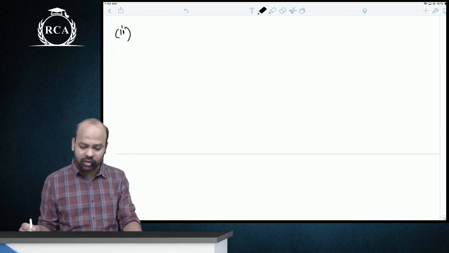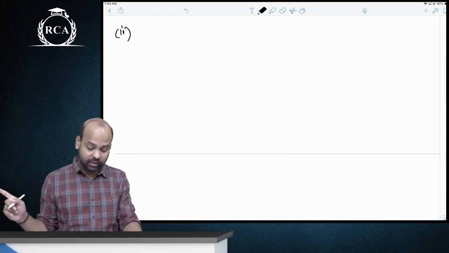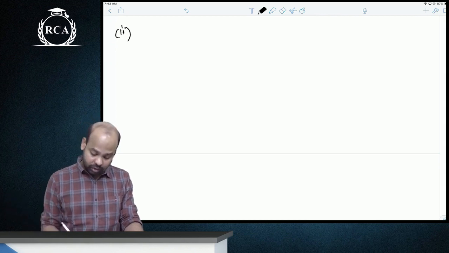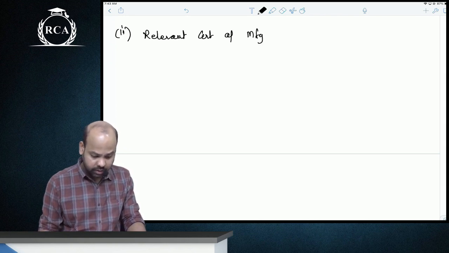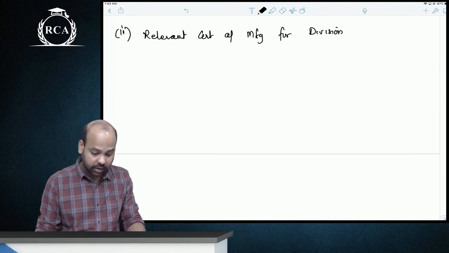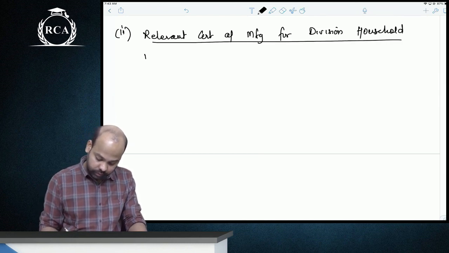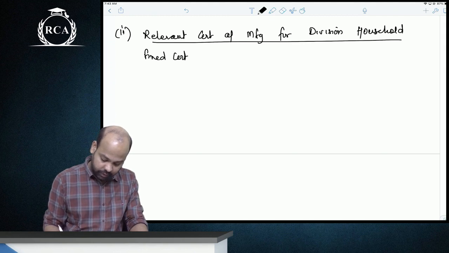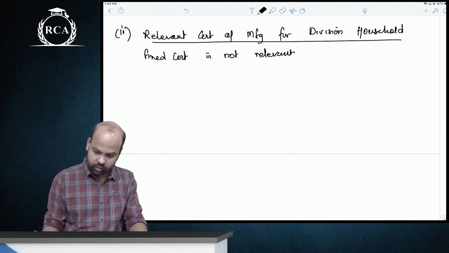How will you answer this, guys? We will forget the fact as to what is the amount of fixed cost that they are absorbing. The relevant cost of manufacturing for division household, tell me. Fixed cost is not relevant. Yes or no? Yes, sir.